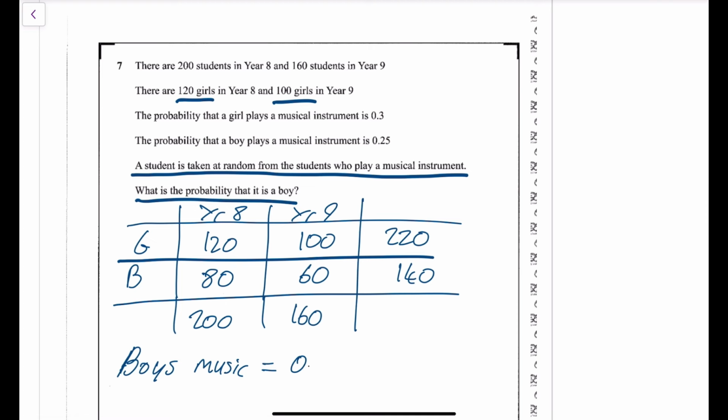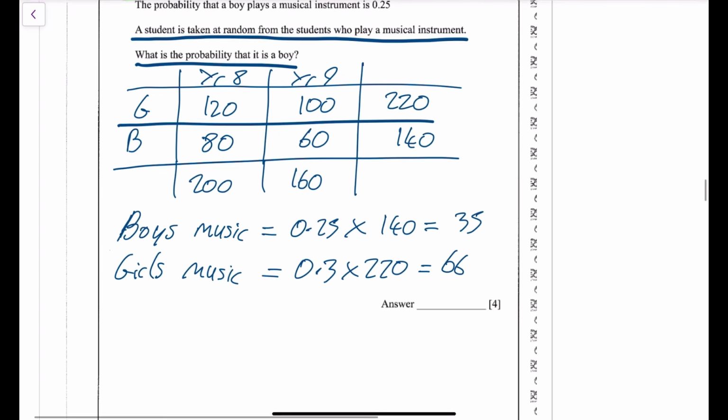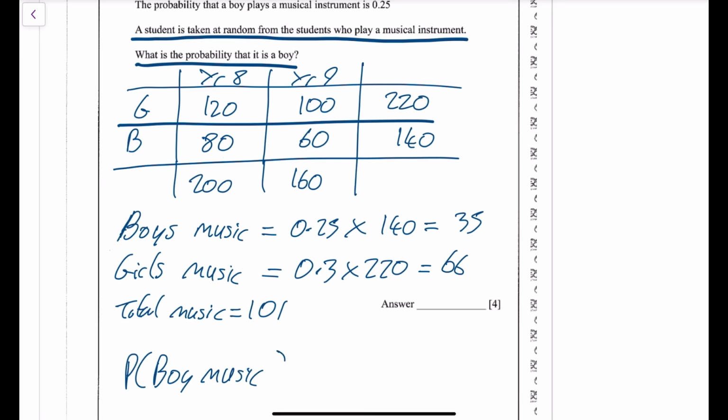0.25 then times 140, and that worked out to be 35 boys played music. Girls' music, it was 0.3 times 220, and that worked out to be 66. So that's a total for music was 101. So the probability that it's a boy doing music is 35 over 101. Now you could do it a much quicker way. If you can see a much quicker way of doing it, fantastic, good for you.